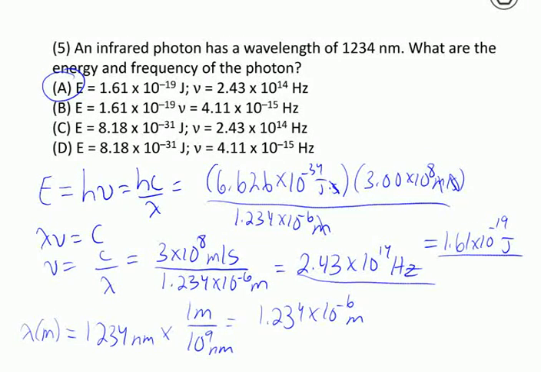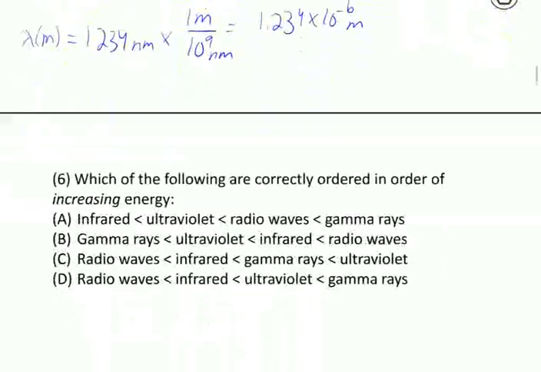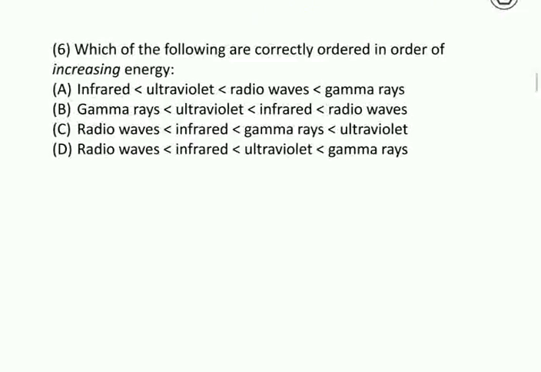All right, moving on. This is just a conceptual problem. Either you know it or you don't. Which of the following are correctly ordered in order of increasing energy? Remember that electromagnetic radiation is waves of energy, which we now know has particle-like properties that we call photons. The properties of those are the wavelength and the frequency, which are interrelated, and that's going to determine the energy of the radiation and the type of behavior it has.